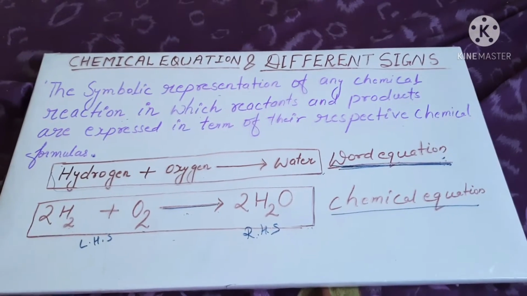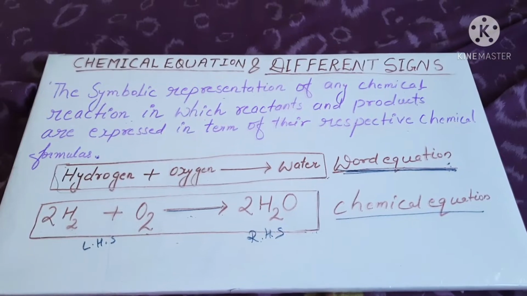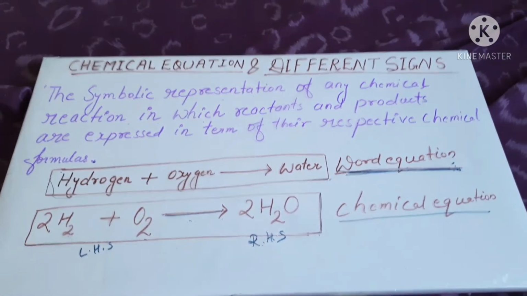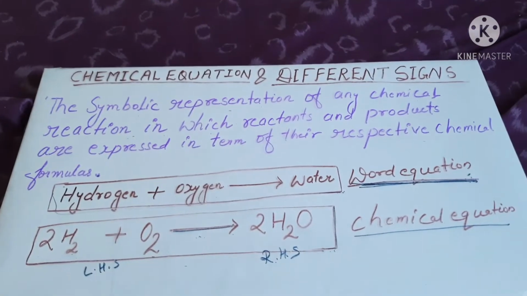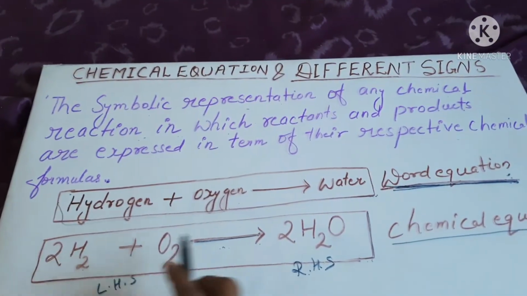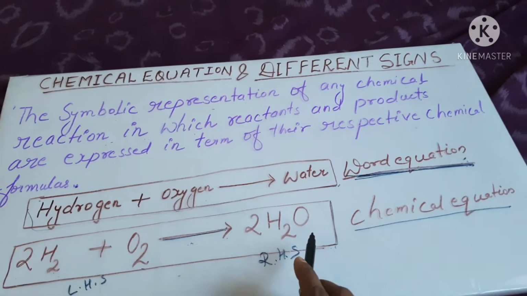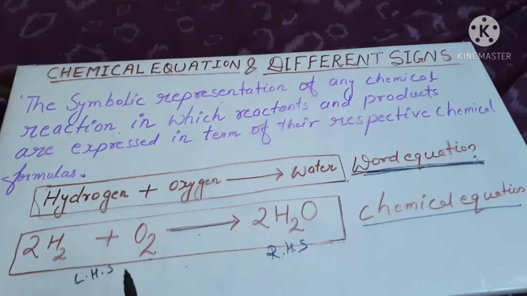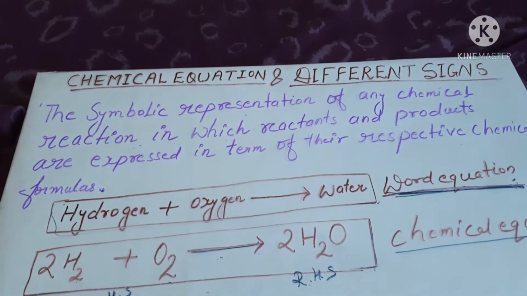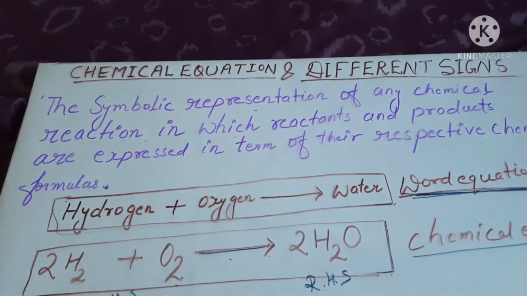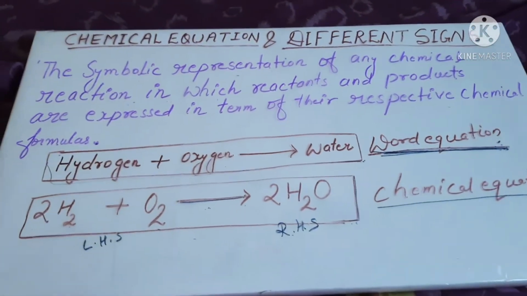Today we will learn about different signs of chemical equation. But before that, we have to know what a chemical equation is. Basically, when we represent any chemical reaction with symbols and chemical formulas, it is a chemical equation. But what is the correct definition of chemical equation?